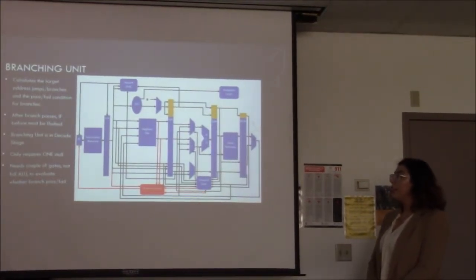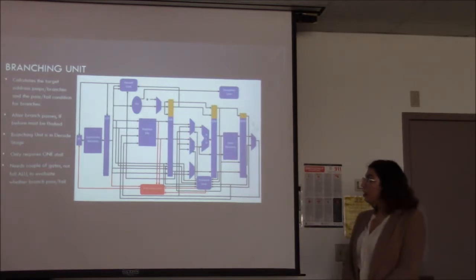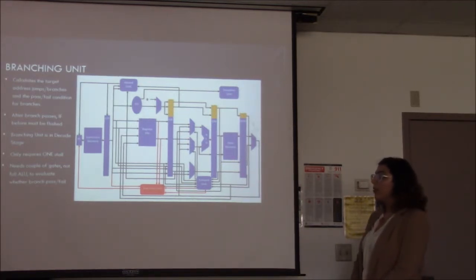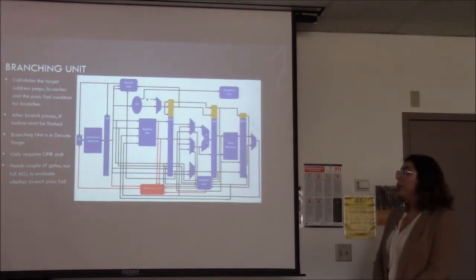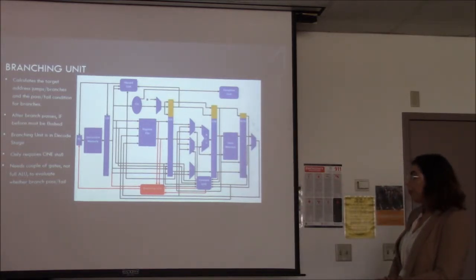We are able to do this so early in our pipeline because the branching unit only requires a couple gates to evaluate the branches. It only requires a couple gates, not a full ALU to evaluate it. And we'll be looking a little bit closer into that in the next slides.